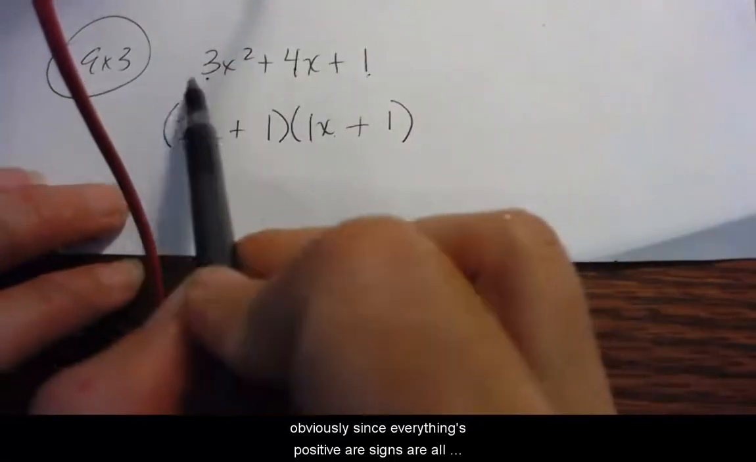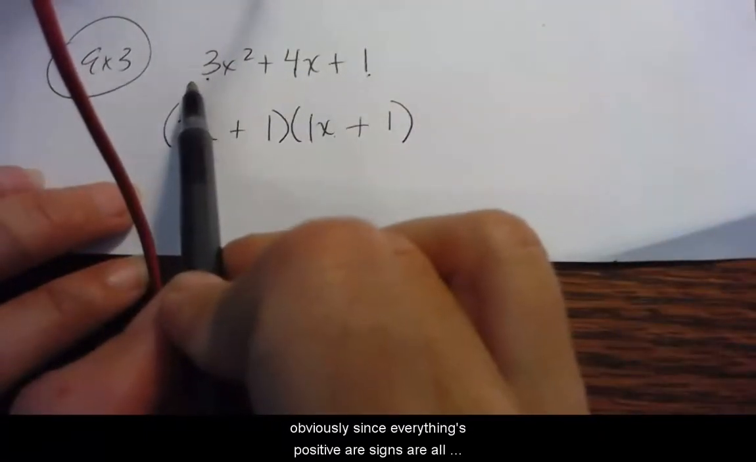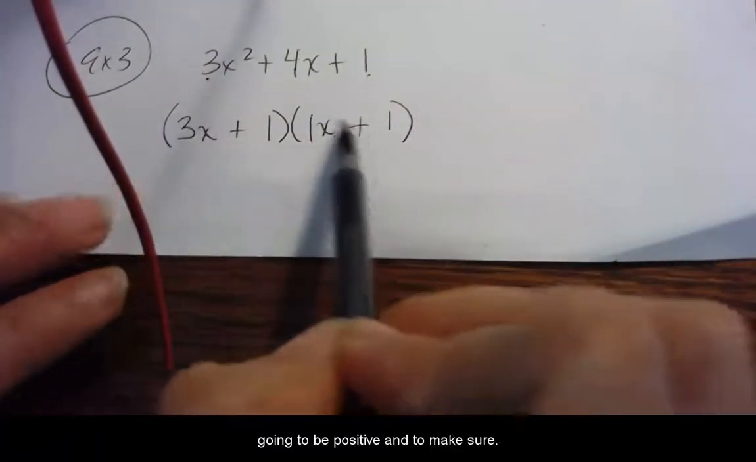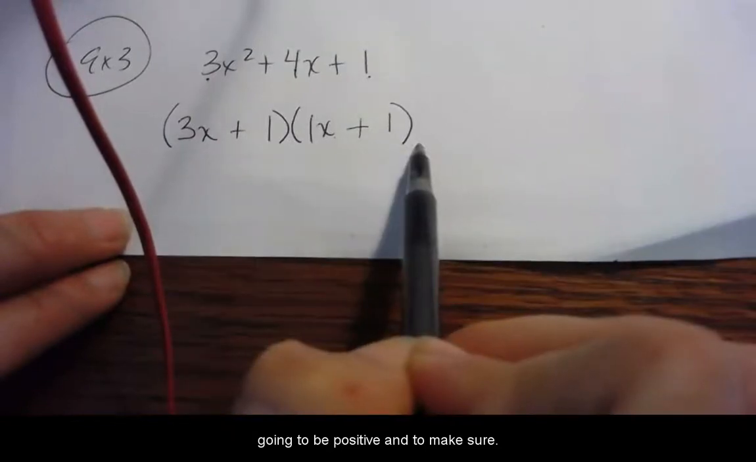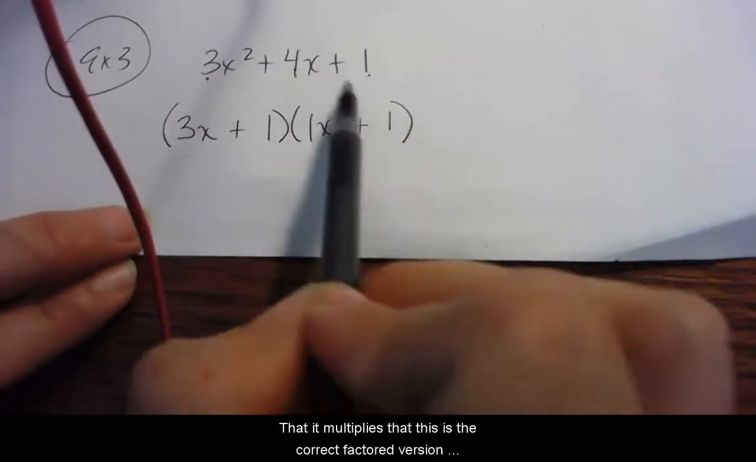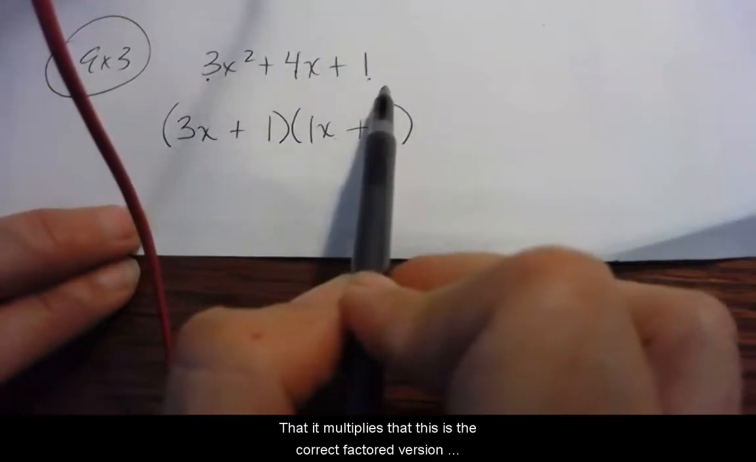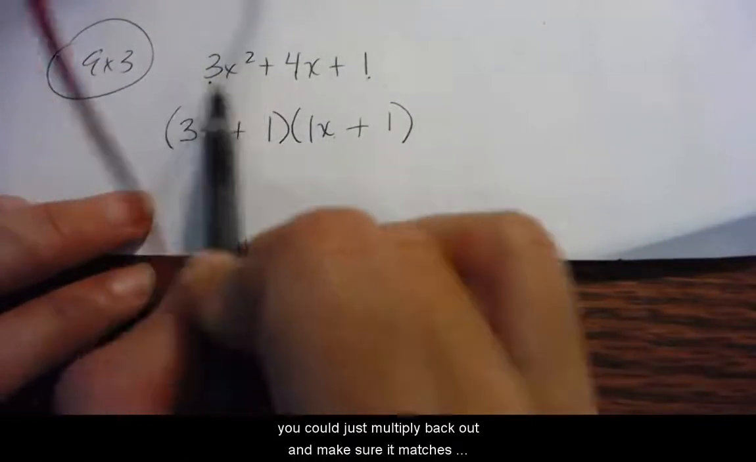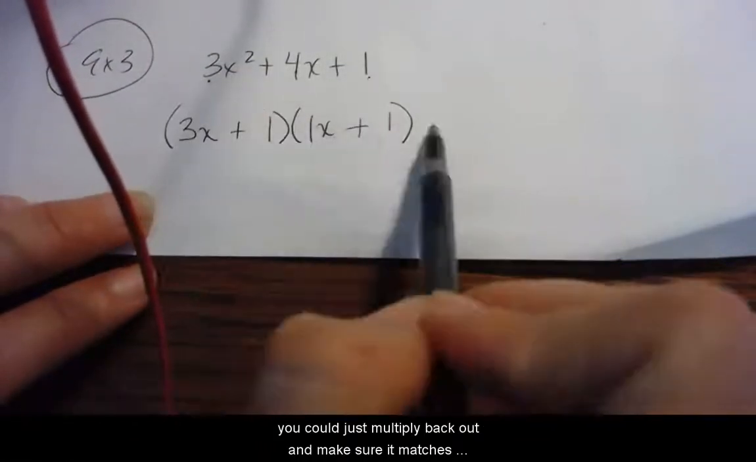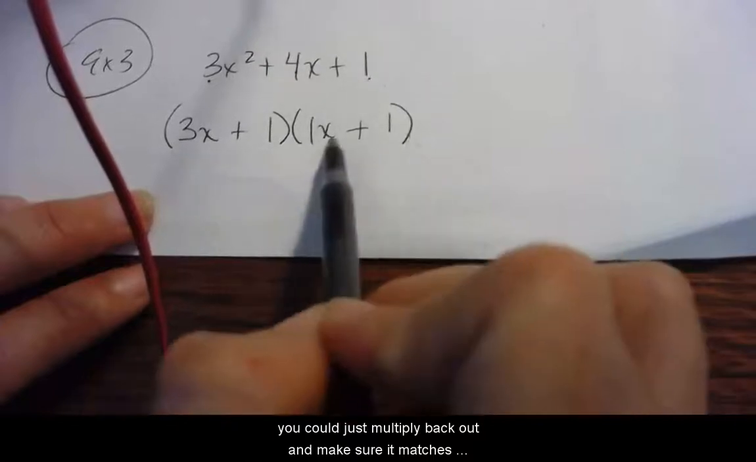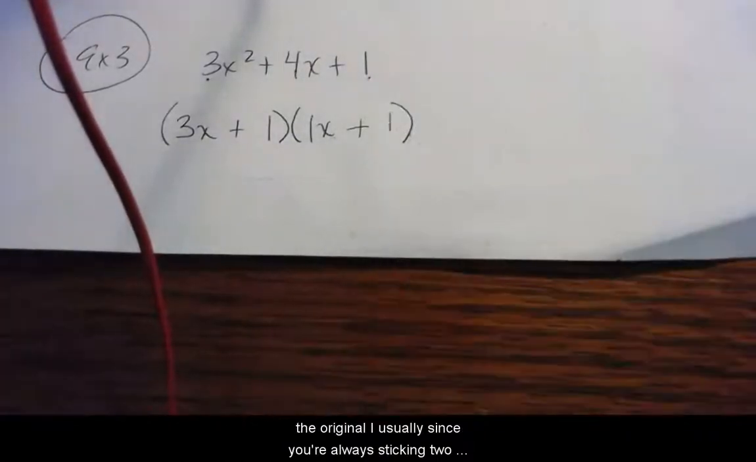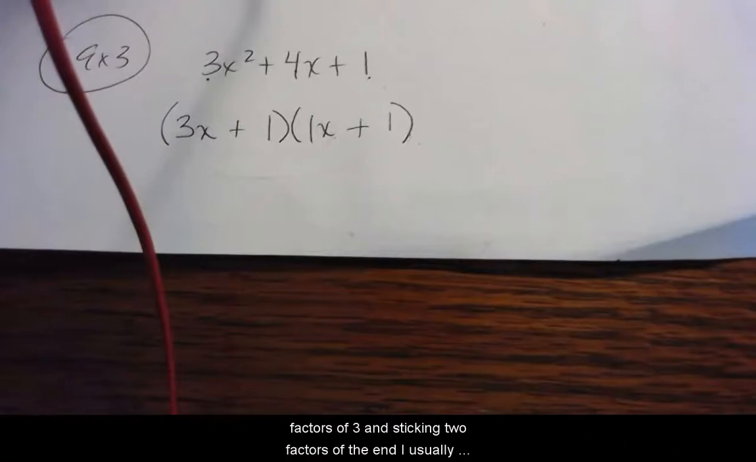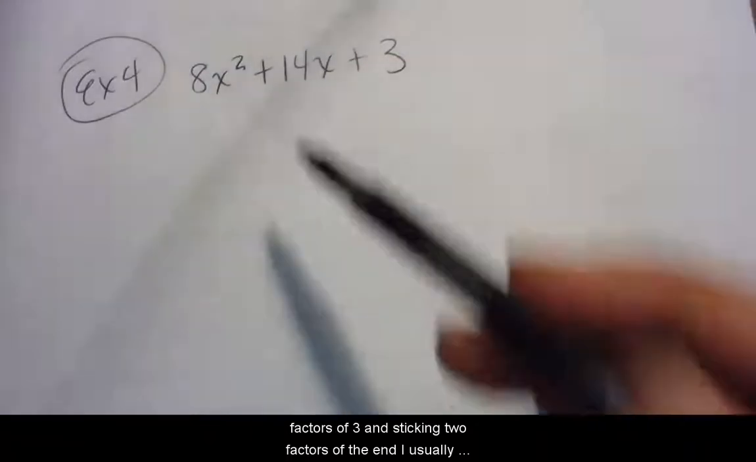And to make sure that this is the correct factored version, you could just multiply it back out and make sure it matches the original. Since you're always sticking to factors of 3 and factors of the last number, I usually just check the middle. And you may have to, like in the future problems I'll show you, do a little bit of trial and error. So here's what I'm talking about.